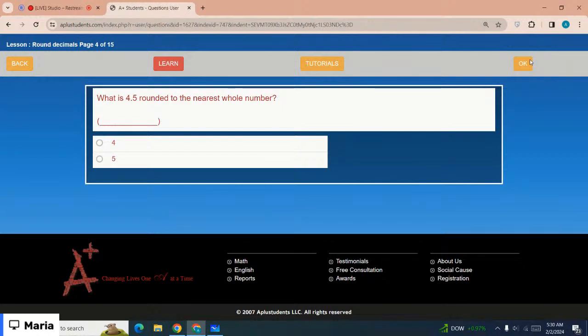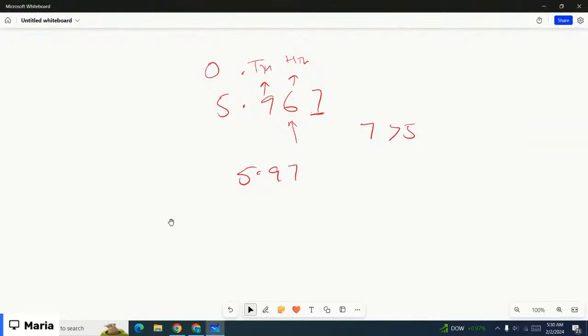How? Because you have 4.5. You have to round to the whole number. So you have to see the very first decimal right after the decimal point. That is 5. And you have to compare it to 5. So 5 is equal to 5. Whenever they are equal, you need to round up. So it would be rounded to 5. Got it? Correct option is 5.